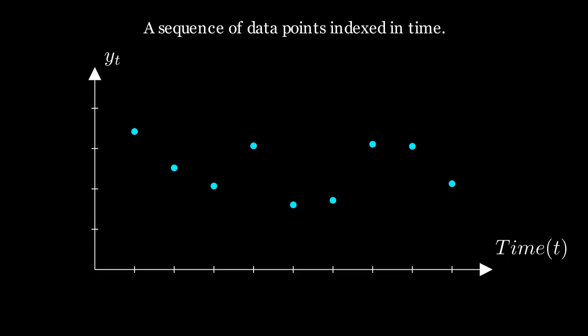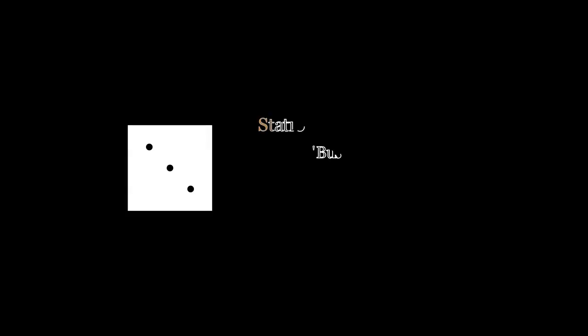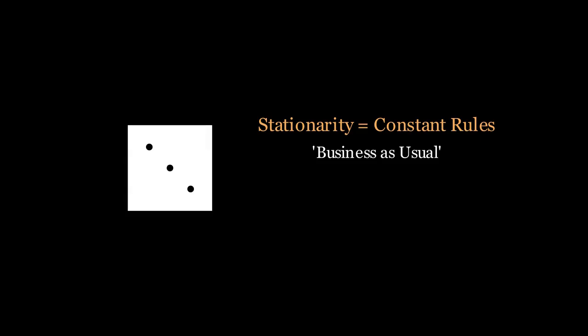Imagine you are a professional gambler playing a game of dice. You expect the average result to be 3.5 every single time. If the dice suddenly started favoring higher numbers next week, your strategy would fail. In statistics, if a time series is stationary, it means its statistical properties, like the mean and variance, are constant over time. It's business as usual.